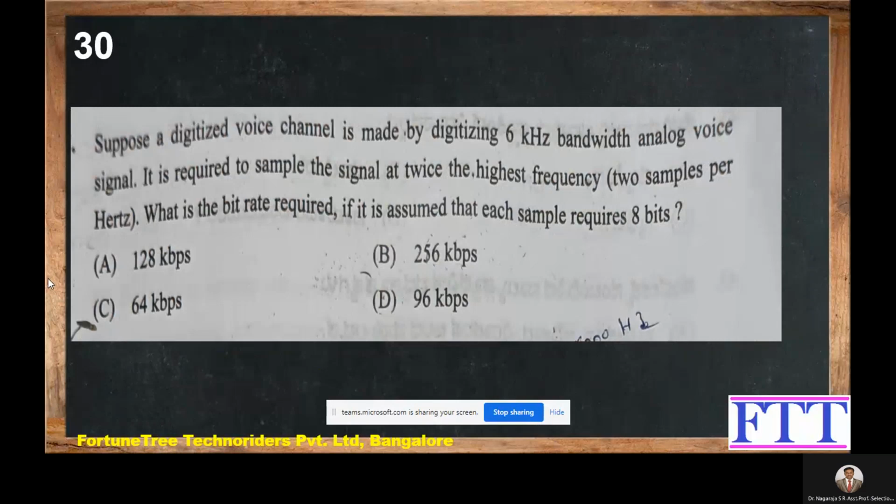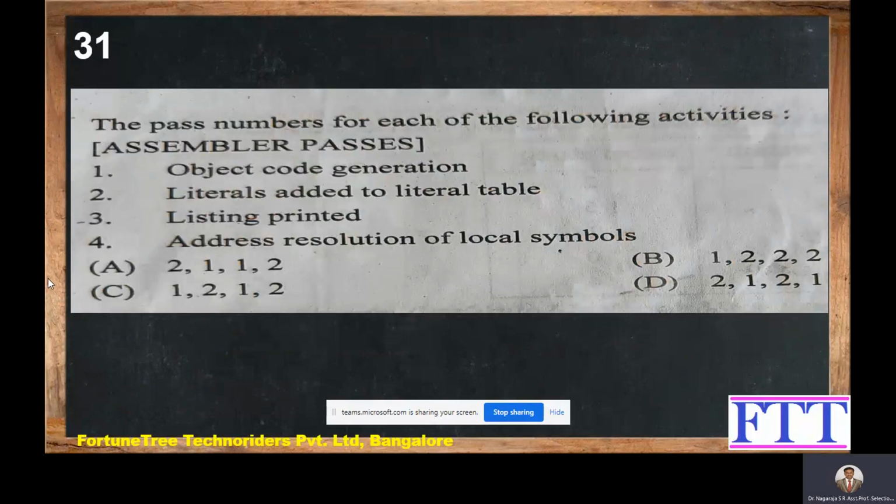So here, very simple, 6 into 2 into 8. Option A is the right answer. Option A 128. 8 into 2, because twice the highest frequency, 8 into 2 is 16. 16 into 6 is 96. So the right answer is option A, 128 kilobits per second. We'll move to the next question.